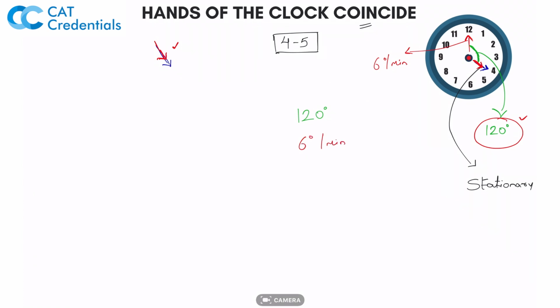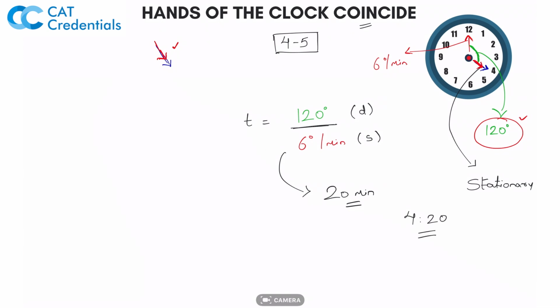So to cover a distance of 120 degrees, how much time will be required? Time is equal to distance upon speed. Distance that the minute hand is supposed to cover is 120. Speed at which it is going is 6 degrees per minute. So what is the time that will be required? 120 upon 6 is 20 minutes. So in 20 minutes this minute hand will coincide with the hour hand. It is already 4 o'clock. If you add 20 to that, at 4:20 the two hands of the clock will coincide, and that is my answer.